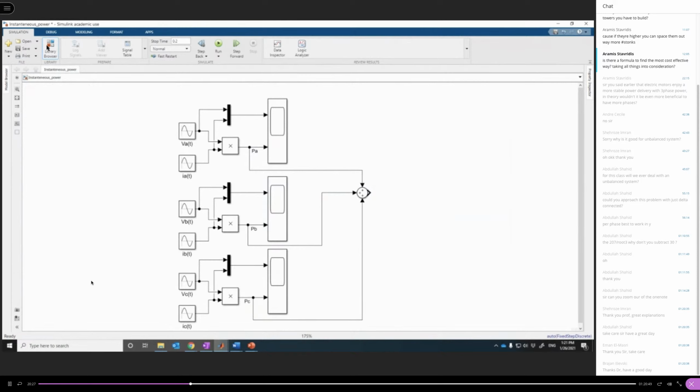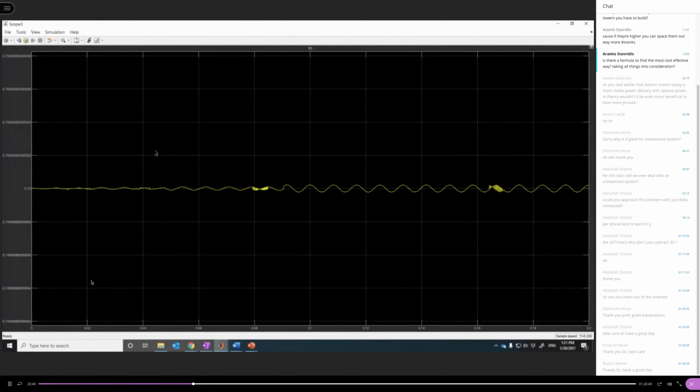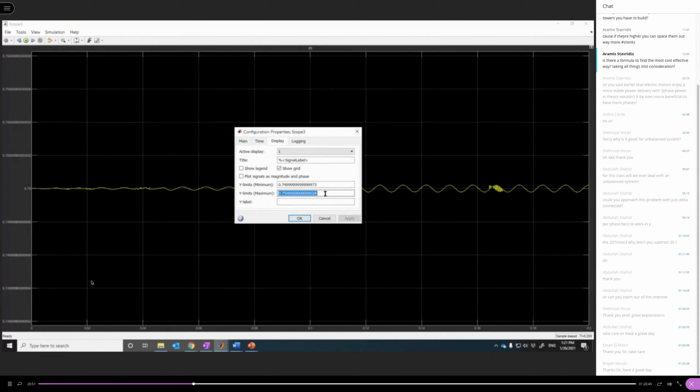Okay. And then let's connect an oscilloscope or a scope to see the total power. So this is going to be the total power, P total, which is the summation. Let's see how the total power, which affects the machine, looks like. So let's run this model and see. So look at the power. I'm gonna do some configurations. So let's start from 0 to 1.